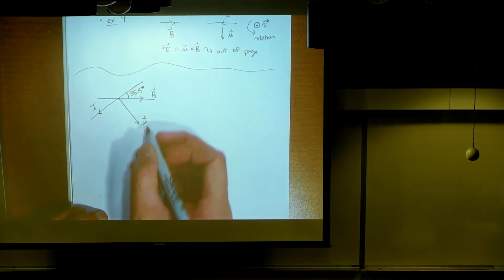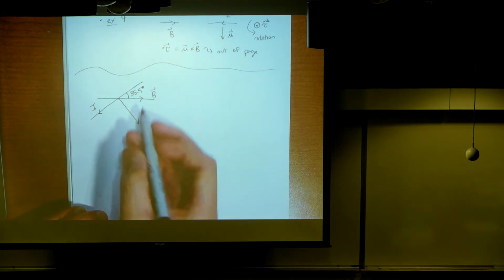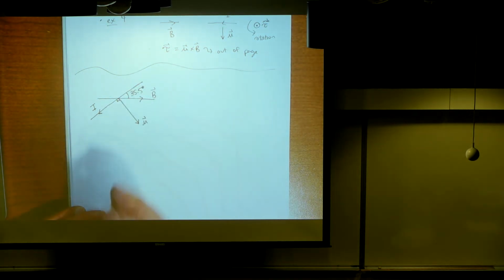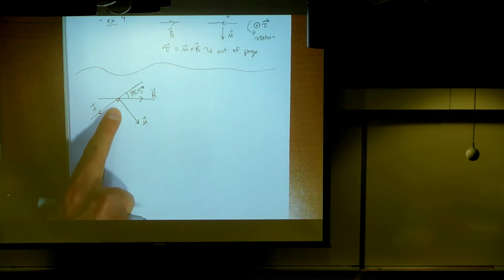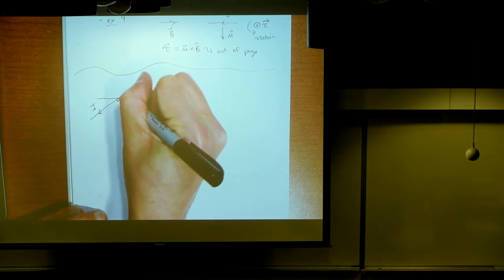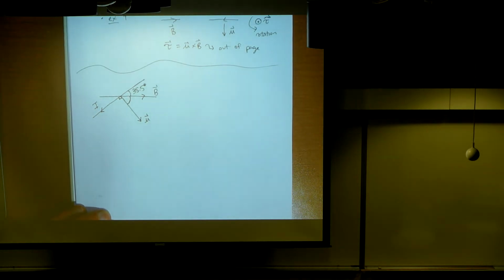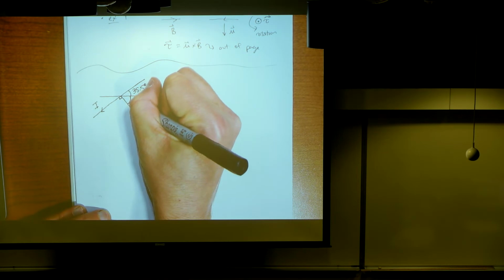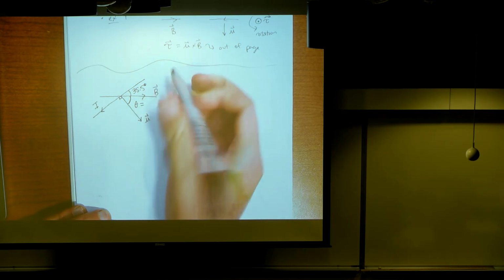Now, the thing about this vector is it's perpendicular to the surface of the loop, right? So there's a right angle right there. It's important to note that. What is this angle right here between B and mu? Yeah, so I'm going to call this guy theta. That's the angle we're actually interested in.